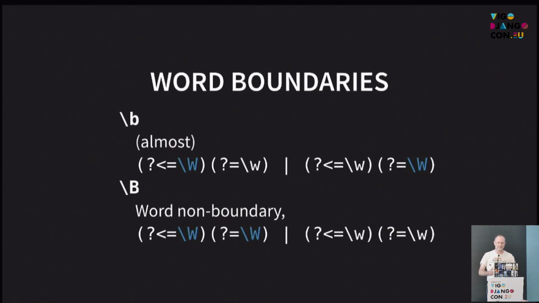Word boundaries are essentially just shorthands over assertions. So I've marked the capital W's different from the small W's, so you might be able to tell the difference. Same comments apply.